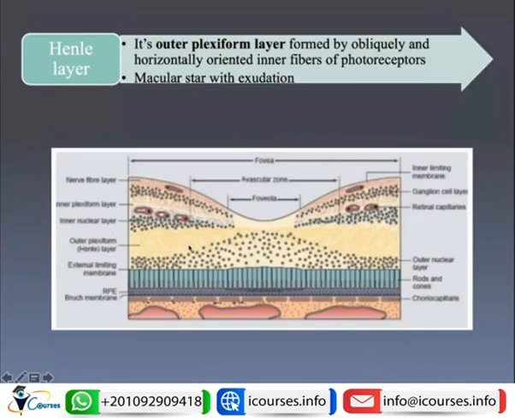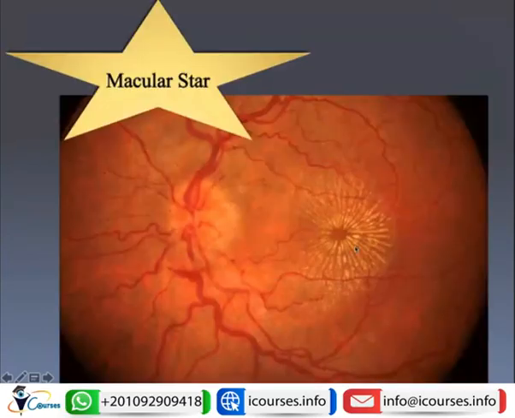The clinical correlation of the Henle layer is that sometimes there is exudation. For example, there are some diseases that will cause exudation. If this exudation is present in the Henle layer, it will take the configuration of the Henle layer, forming what is called a macular star. So a macular star is basically a macular exudation in which the hard exudates follow the arrangement of the Henle layer. This can occur in some diseases like neuroretinitis or malignant hypertension.